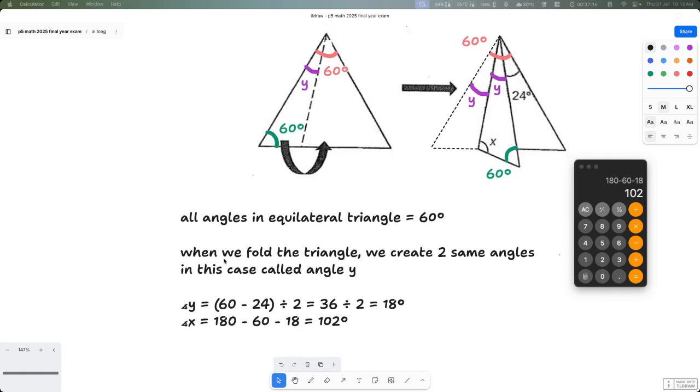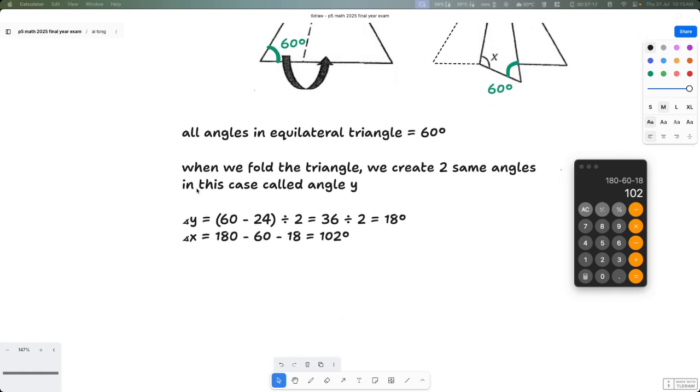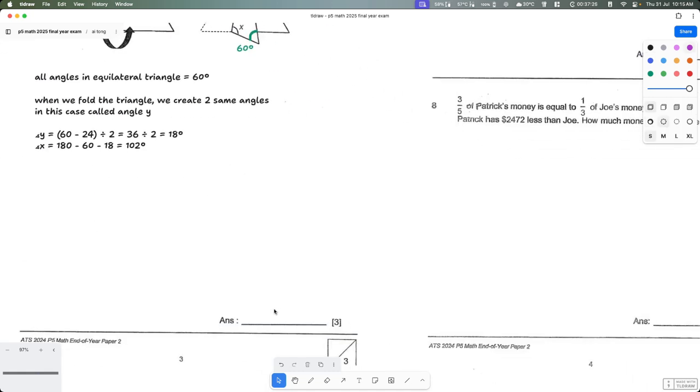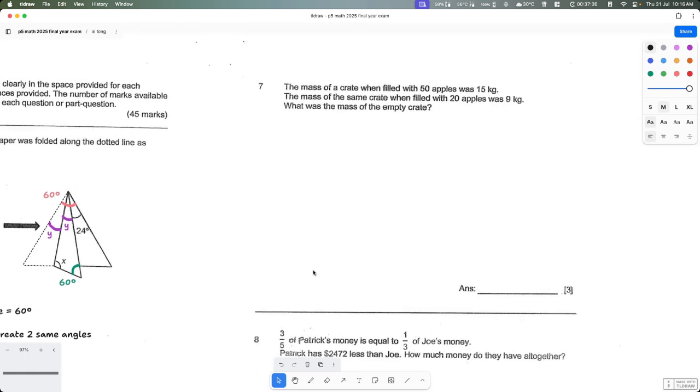That is angle X. All right, so this is a tough one. If you've done these questions before, then you might be very familiar. Otherwise, this is a tough one. But don't worry. Hopefully, now you know how to solve this kind of question. Okay, let's move on to the next question.